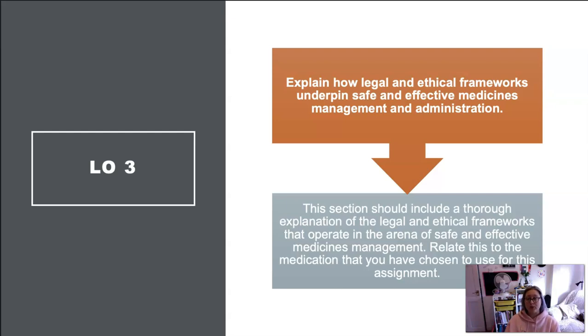So as long as you can justify, in however you choose to set out your assignment, that you've talked me through the legal and ethical frameworks, and you've linked it not only to storage, administration, ordering and disposal of medications, but you've also looked at safe and effective medicines management, and you've linked it to your chosen medication, you might complete learning outcome 1 and learning outcome 3 within the same section of your work.